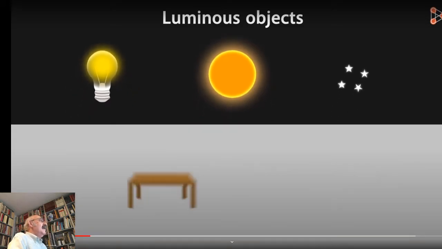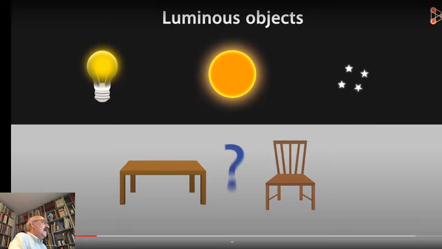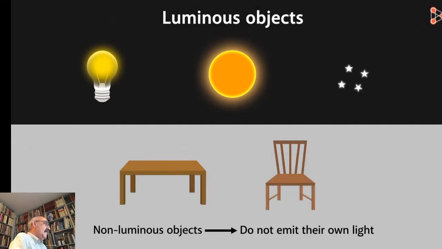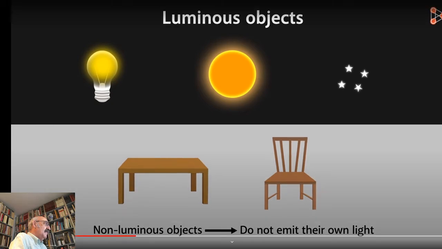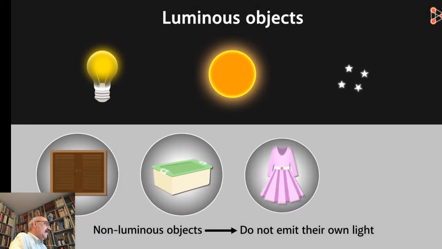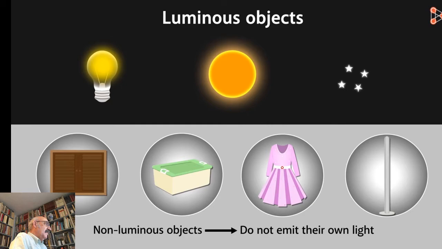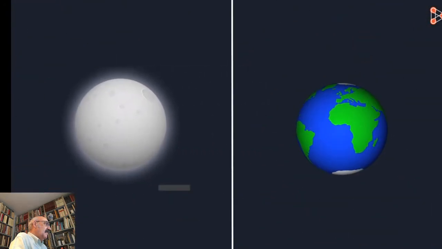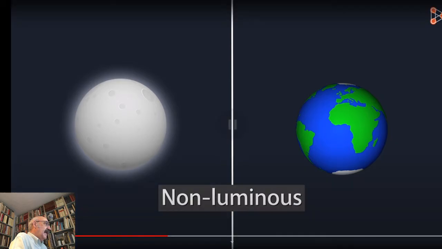What about objects such as this table and chair? Do they emit their own light? No, these objects do not emit their own light. Such objects are called non-luminous. Almost everything around us is non-luminous. Objects made of wood, plastic, cotton, and metal are all non-luminous. What about the moon and the planets? They are also non-luminous, because they don't have their own light.